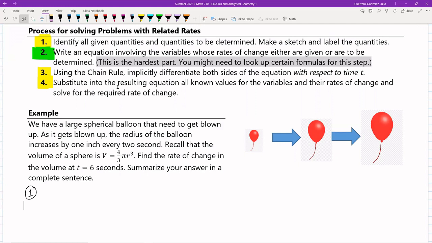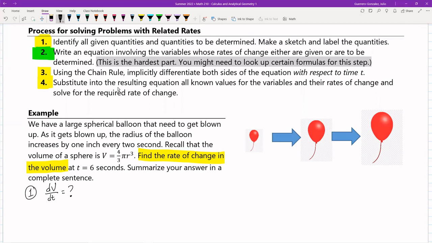So we want to find the rate of change in the volume at t equals 6 seconds. That means the question is asking, find the rate of change in the volume. So essentially, we are looking for dV over dt. This I'm going to go ahead and set up as, I don't know. This is going to be my question mark. This is what we're trying to find.